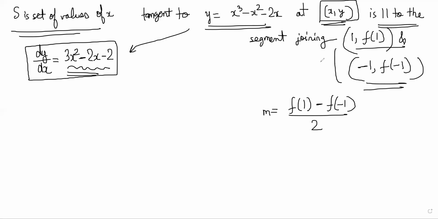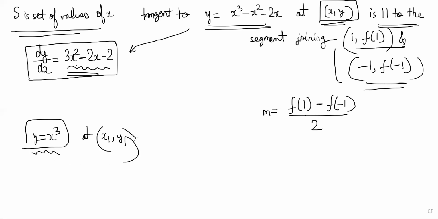Parallel to the segment means the slope of this is equal to this. So what is the doubt? You have to equate this and this. I didn't understand why we're getting a quadratic over there. What is the slope of the tangent of y is equal to x cube at x1, y1? It would be 3x1 square.